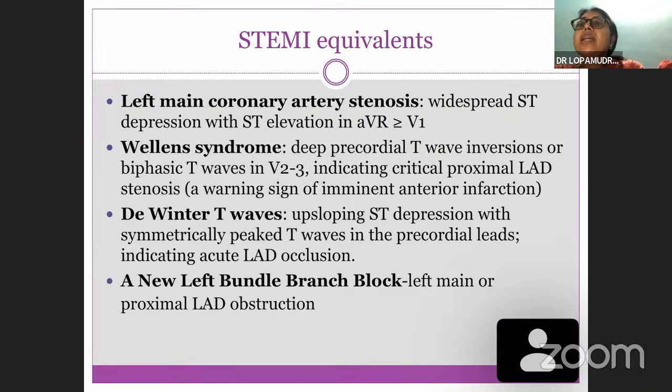Now coming to the STEMI equivalents, where we don't have actual ST elevation, but the clinical consequences, the myocardial involvement, are similar to MI. So what are those? One is left main coronary artery stenosis. In these cases, there is widespread ST depression and only ST elevation in AVR, which is more than in V1.